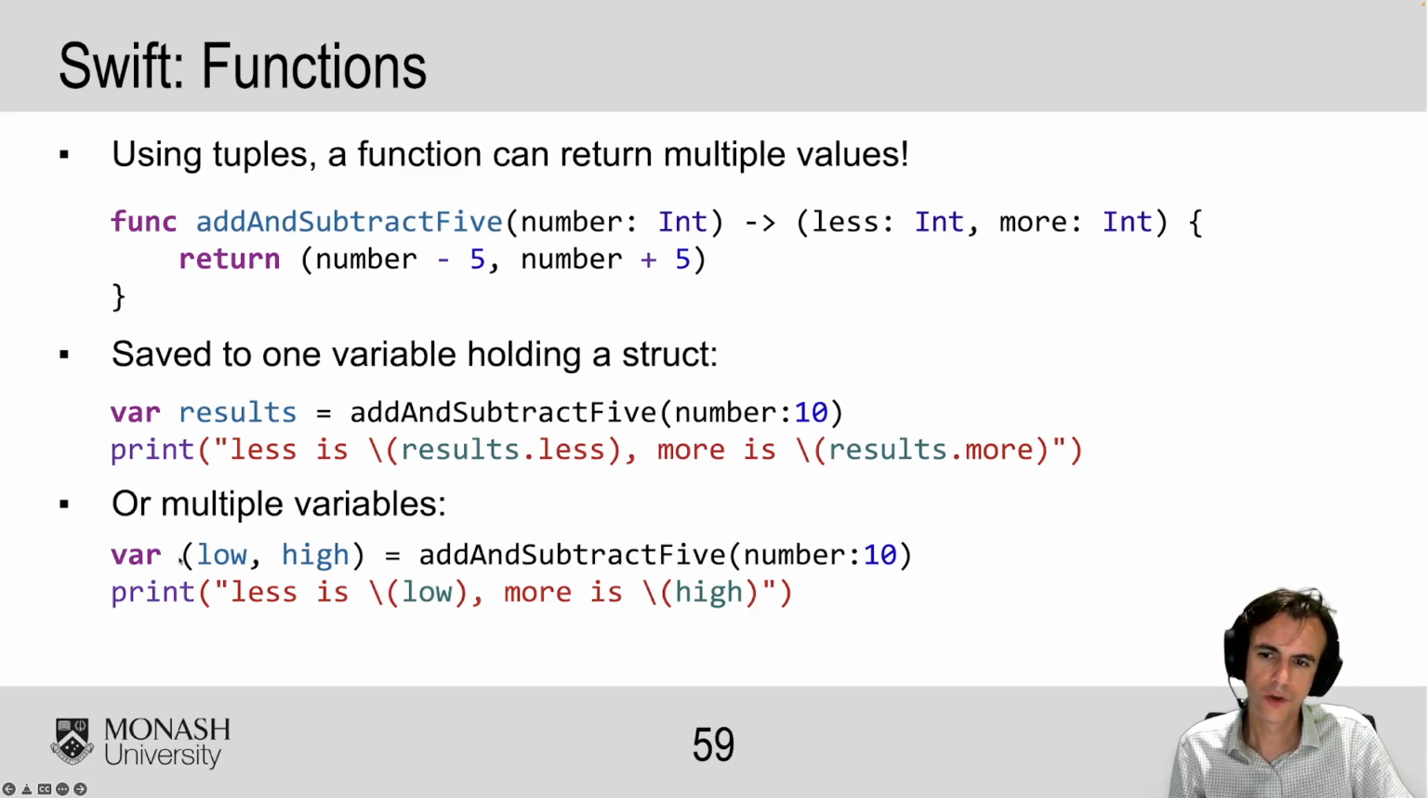Or if you want to, you can assign that object directly to multiple variables, including if you don't want one of them, you can just put an underscore, similar to how we did the anonymous parameter on the previous slide. And then you can just refer to these here.